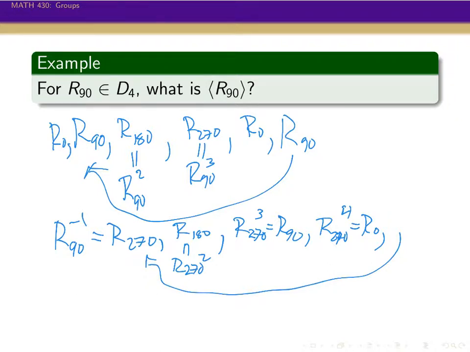So what do we get this to be? Well, it's just the subset of rotations. So R90 generates the subgroup of rotations. I should have put 180 there. A little bit out of order, but it's just a set. Okay.